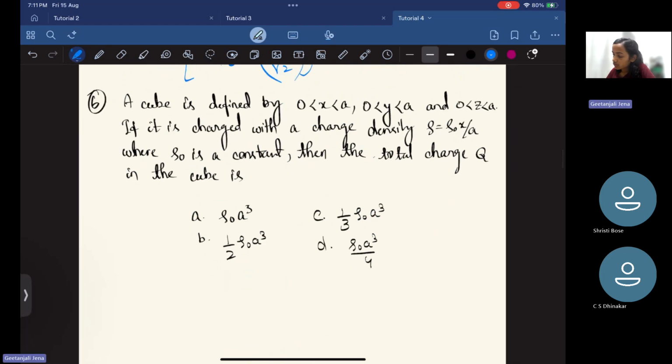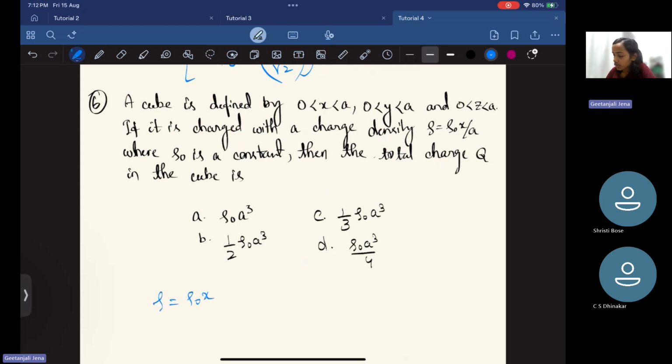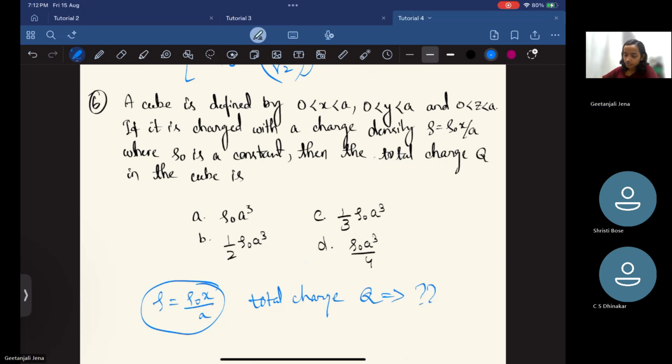Okay, question number 6, it's quite easy. You just need to find out what will be the total charge in a cube. It's given a cube is defined by x from 0 to a, y from 0 to a, and z from 0 to a. And the charge density is varying as rho 0 x by a. So for this, you need to calculate what is the total charge q on this cube. So please calculate it and let me know the answer. Rho 0 is constant, only x is the variable.